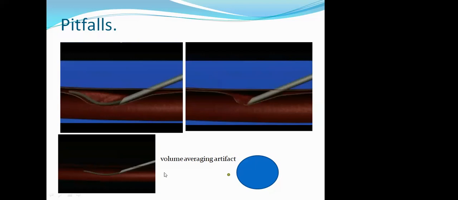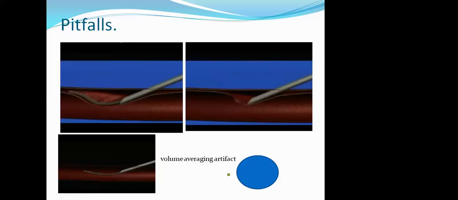Another pitfall is that sometimes when the person puts the needle in the vein, on the monitor you will see that the needle is inside the vein. But if you make a transverse direction of the probe, you will see that the vein is here and the needle is adjacent to the vein.